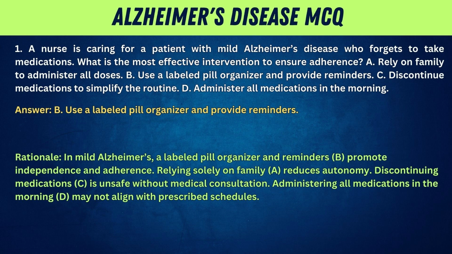Answer. B. Use a labeled pill organizer and provide reminders. Rationale. In mild Alzheimer's, a labeled pill organizer and reminders, B, promote independence and adherence. Relying solely on family, A, reduces autonomy. Discontinuing medications, C, is unsafe without medical consultation. Administering all medications in the morning, D, may not align with prescribed schedules.